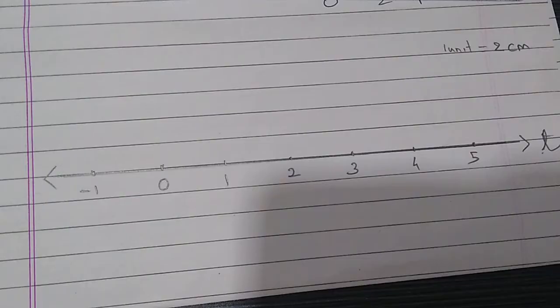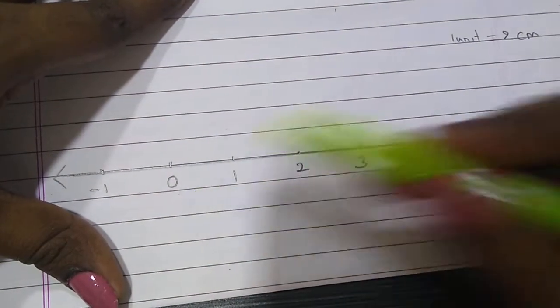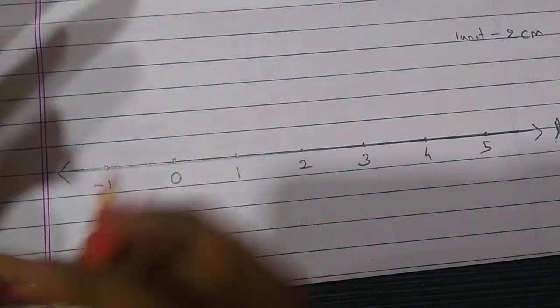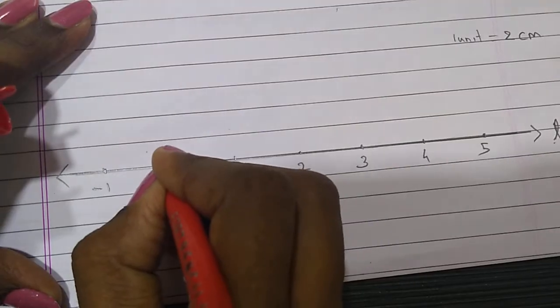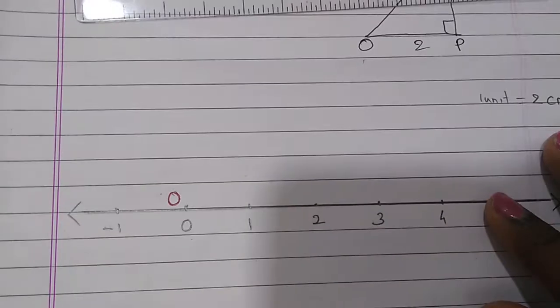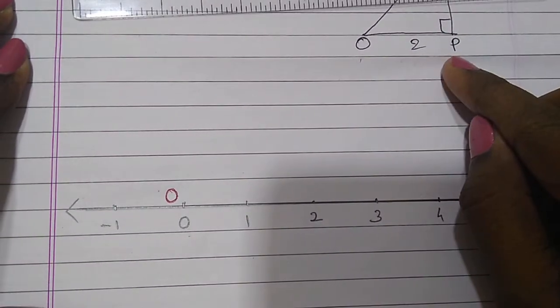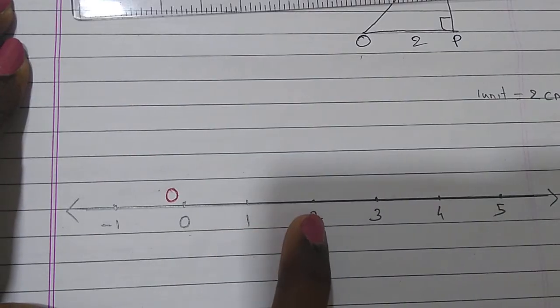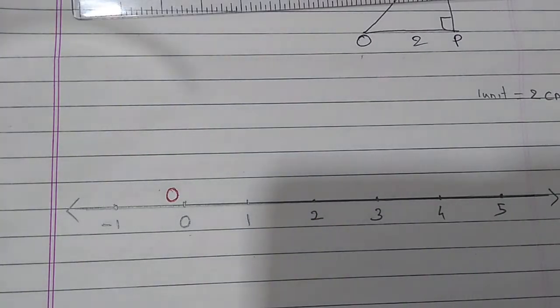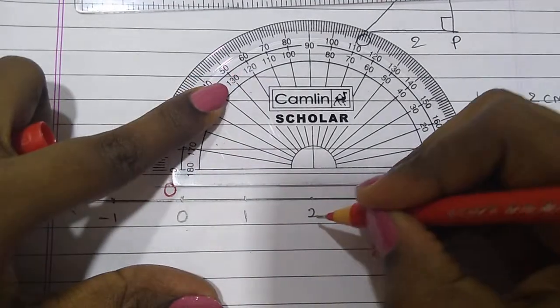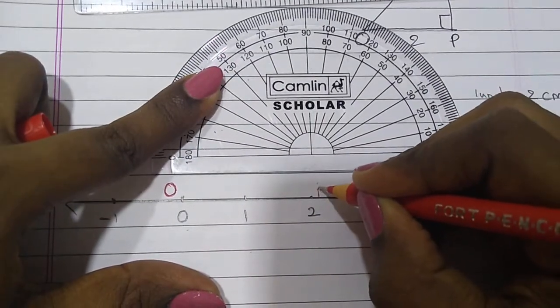Now I'll be taking the point O at 0. So I'll name it as O. And the first point that I have to take is P. So it is 2 units. I'll take 1 unit, 2 units. So at 2, I'm going to place my protractor and name 2 as P. I've named it as P.